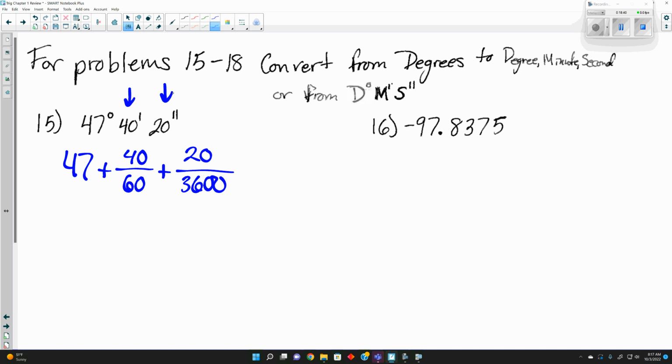And if we wanted to, we could type that whole thing in just as we have it into the calculator, hit enter, and it would give us the answer. So we do 47 plus 40 over 60 plus 20 over 3,600. And it's not too nice of a number because we get 47.672 repeated.